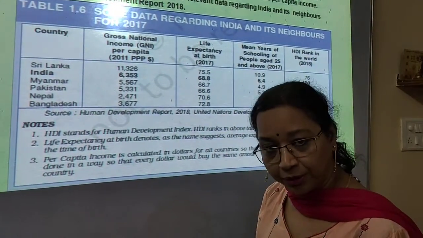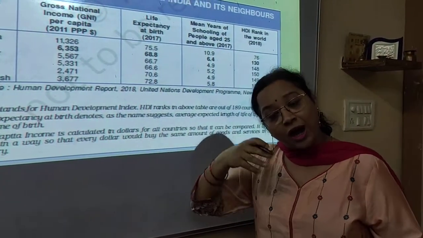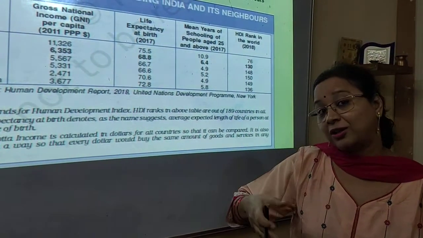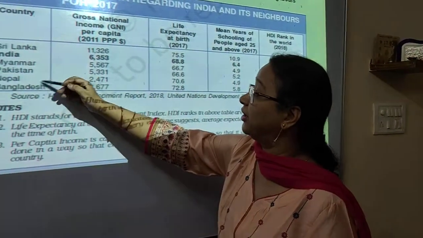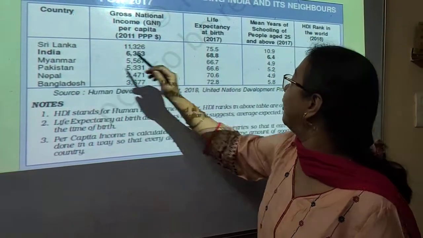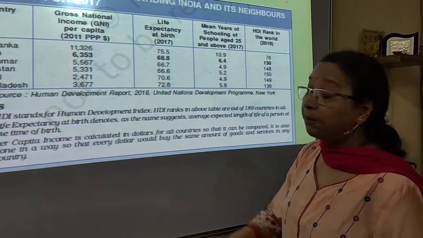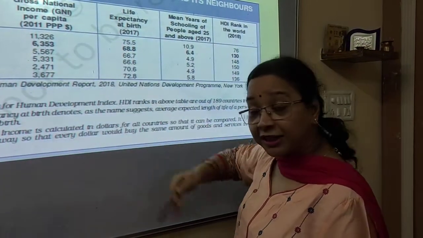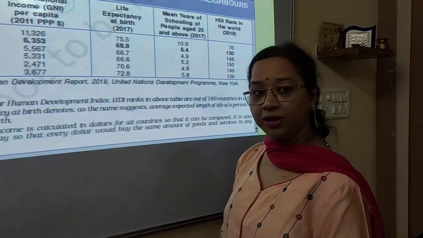When we are taking birth, at that time, what is the expectancy of how many years we are going to survive on this planet? This is called life expectancy. Now let's compare these countries. If you are born in India, a person is expected to live 68.8 years. But look, Sri Lanka has more expectancy than ours. It has 75.5. What does it mean?